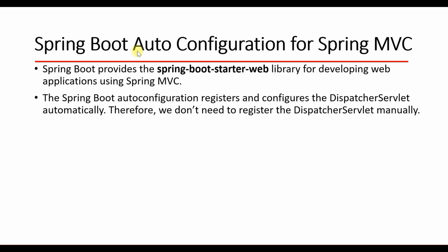Now we pretty much understood how Spring Boot auto configuration works for Spring MVC. Whenever Spring Boot finds dependencies on the class path, based on those dependencies, Spring Boot will auto configure all the required configuration for Spring MVC applications. Alright, great.